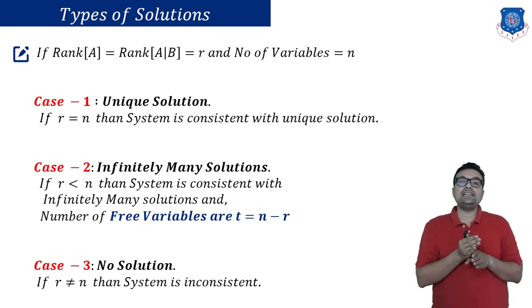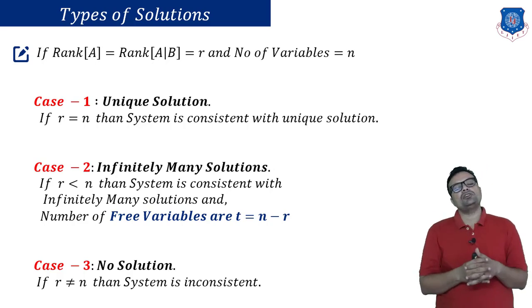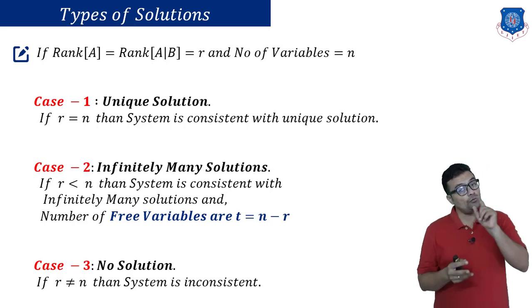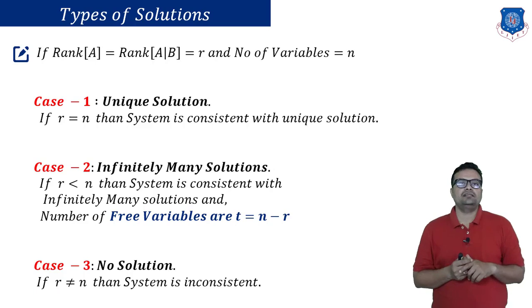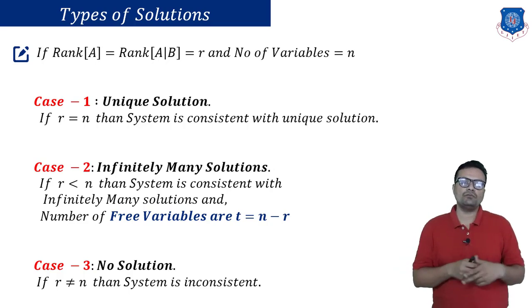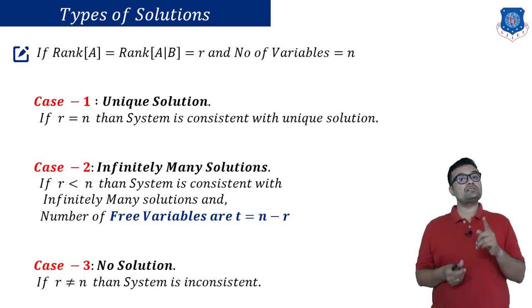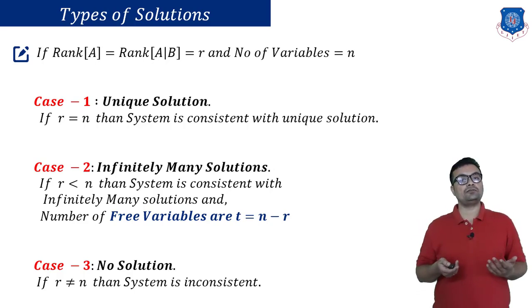If the value of T means the free variable is 2, that means 3 planes are sticking on each other. I hope this part is clear. Okay, now let us move to the third part. If R is not equal to N, the system is inconsistent. Means planes are remaining parallel to each other, lines are remaining parallel to each other. I hope this part of types of solution is clear now.